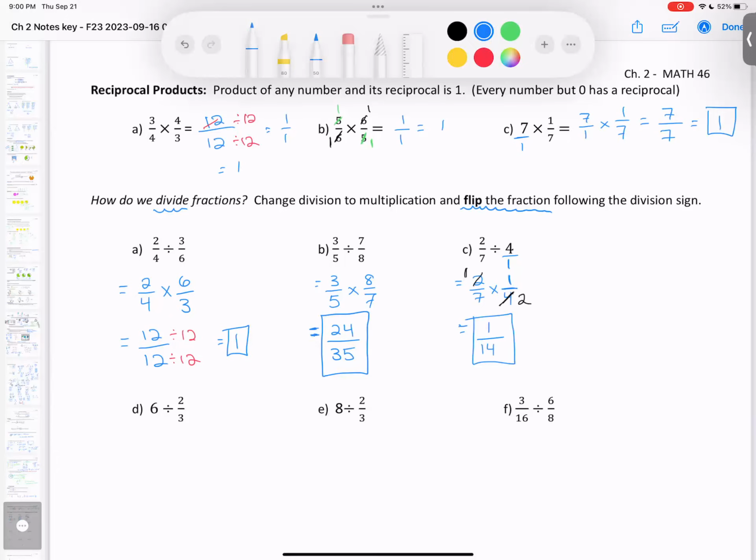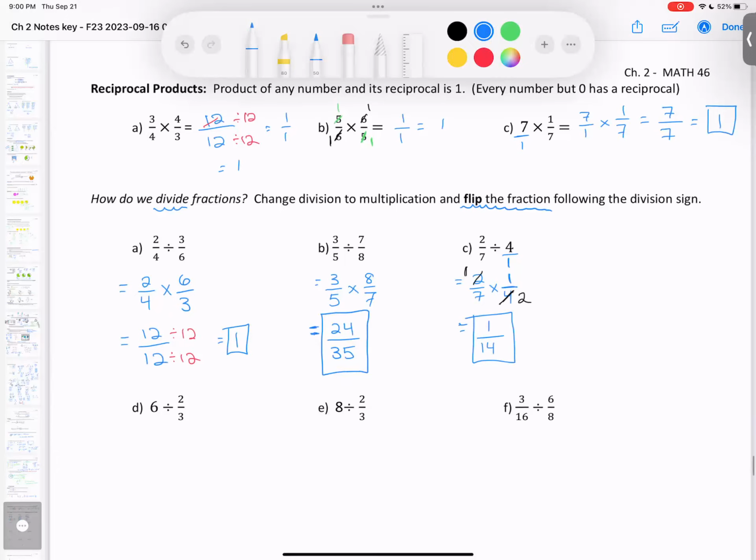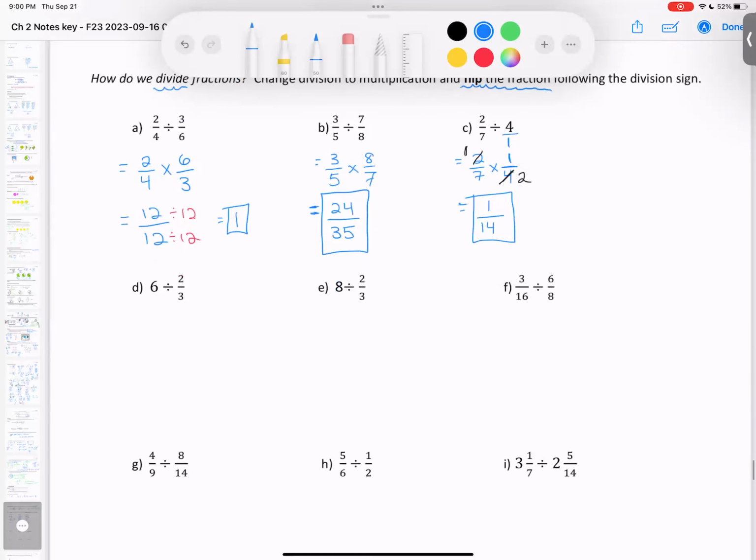Okay, let's just do a few more, and then I'm going to give you some to practice. So here we have 6 divided by 2 over 3. Remember, that's 6 over 1. So let's rewrite that as multiplication. So this is 6 over 1 multiplied by the reciprocal, which is 3 over 2. And I'm going to do some cross simplification there. I'm going to divide by 2, divide by 2. And so I get 3 times 3 is 9 over 1 times 1 is 1. And so my answer here is 9.